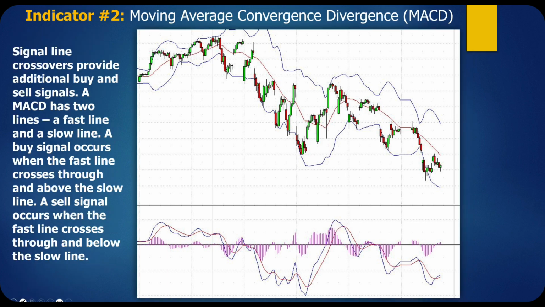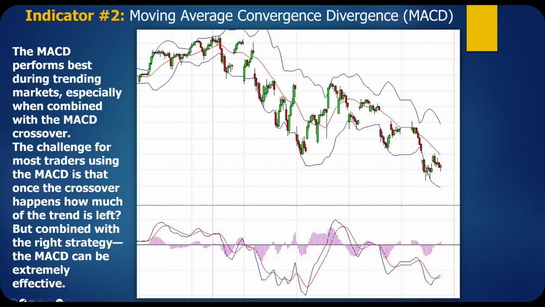So signal line crossovers provide additional buy and sell signals. A MACD has two lines, a fast line and a slow line. A buy signal occurs when the fast line crosses through and above the slow line. A sell signal occurs when the fast line crosses through and below the slow line. So that's what we're talking about here, is when these things cross. And those are obviously signals. And what I'm saying is actually watch the histogram. It gives you a little bit more of an early signal.